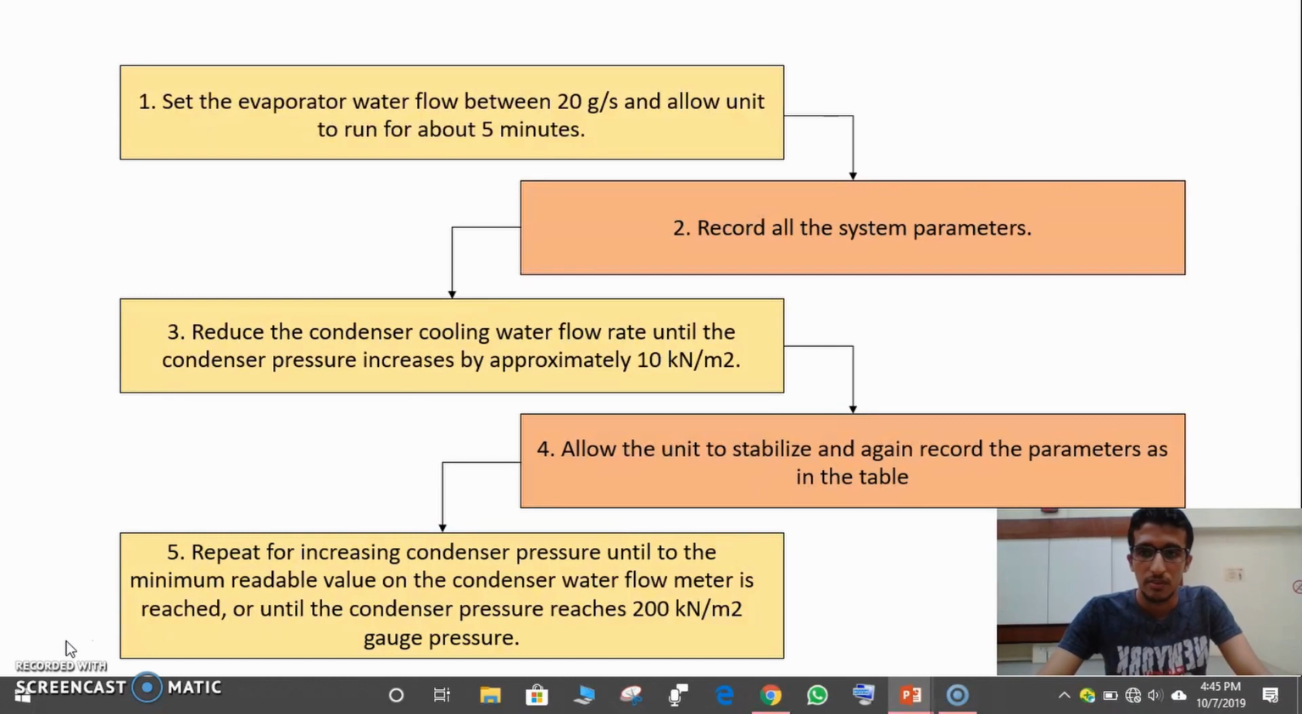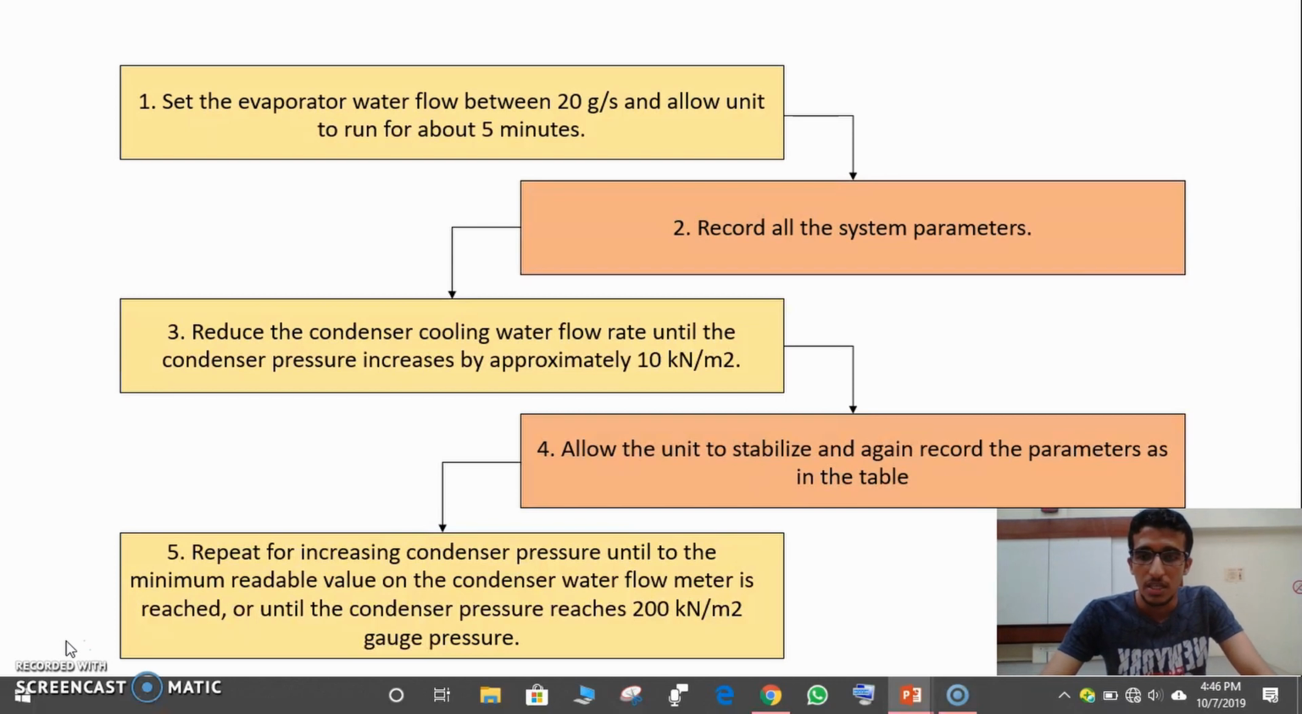Because the flow rates of the evaporator and the condenser are the 2 main parameters in the system, we need to fix one of them so we can have a precise measurement, and we chose to fix the flow rate of the evaporator to 20 grams per second and start with 30 grams per second for the flow rate of the condenser. After that, we recorded all the system parameters, including the temperature in and out, the pressure, and the power consumed by the compressor. The third step was to reduce the condenser cooling water flow rate until the condenser pressure increases by approximately 10 kilonewton per square meter or 0.1 bar.